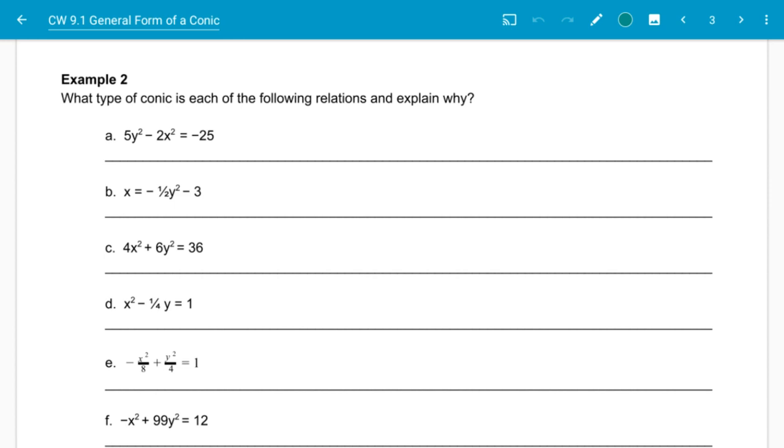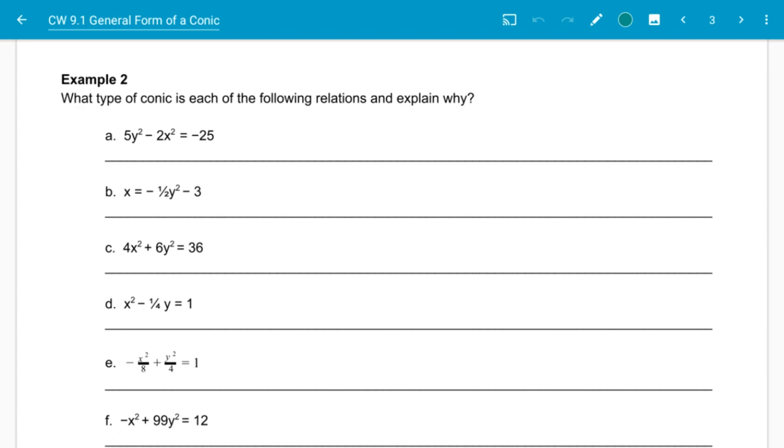So this question asks, what type of conic is each of the following relations and explain why? So let's take a look at A here. It says 5y squared minus 2x squared is equal to negative 25. In this one, the x squared and y squared coefficients have different signs.